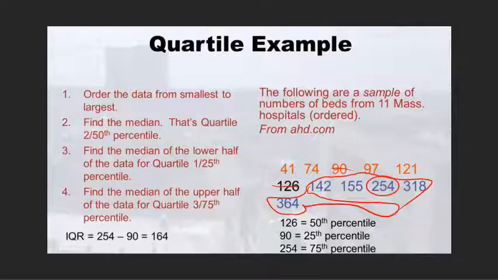Now the next step was for us to figure out what our new IQR is. Remember how we figured out our IQR? We take our third quartile minus our first quartile. So in this case, it's going to be 254 minus 90, which gives us 164.